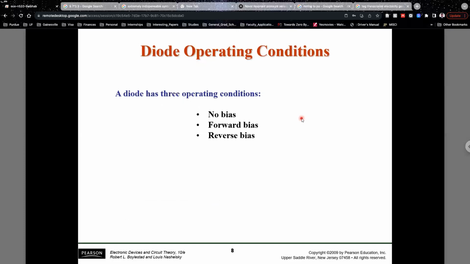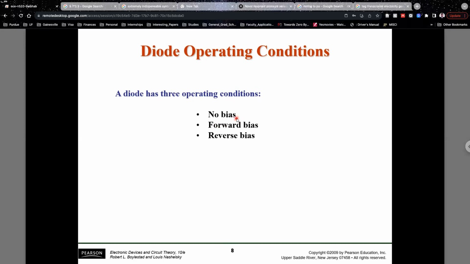Now you can operate the diode in three operating conditions. One, without any kind of bias, that is without applying any kind of positive or negative voltage on the P or N side. You can forward bias it, which we have already discussed: connect a positive voltage to the P side, negative voltage to the N side. You can reverse bias it, which means connect a positive voltage to the N side and a negative voltage to the P side. So those are the definitions of biasing a diode with no bias, forward bias, and reverse bias.